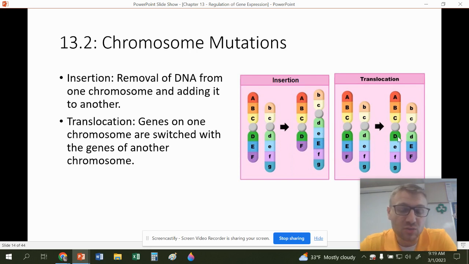And a translocation, this is where you can get a flip-flopping, where you can see here the D was flip-flopped and the E and F were also flip-flopped here. So this is a translocation type of mutation. So these have sometimes more dramatic effects to a person. And I'll go over in class some examples of these, but these are just some types of chromosome mutations you should know.